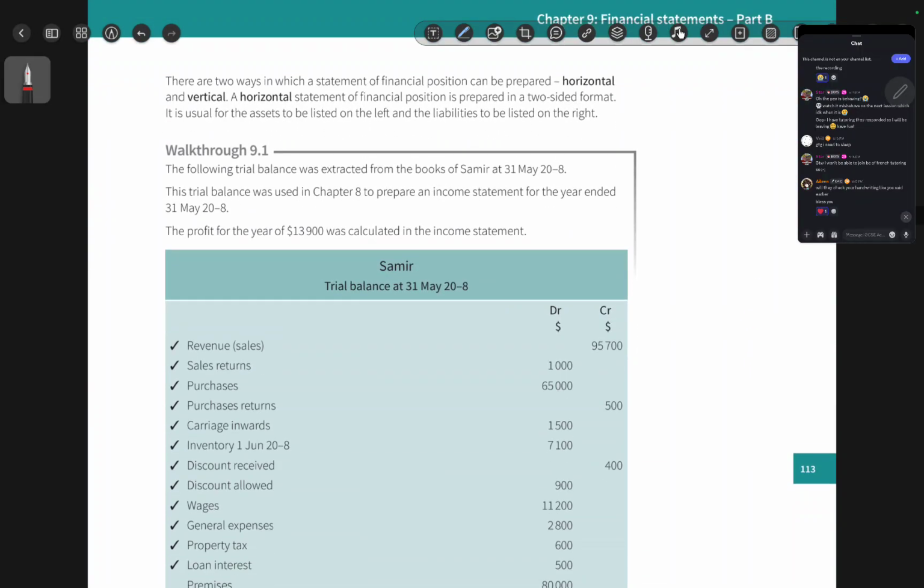There are two ways, again: horizontal and vertical. Horizontal is prepared in two-sided format. It is usual for the assets to be listed on the left, which is the debit side, and the liabilities to be listed on the right, which is the credit side.